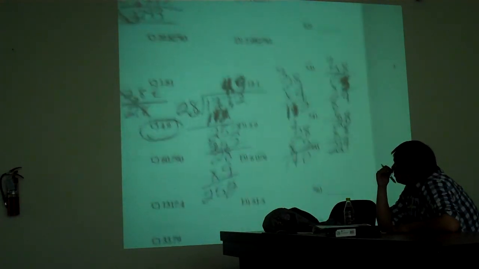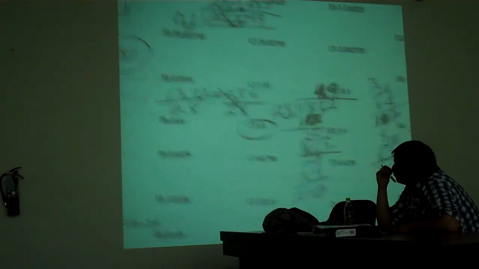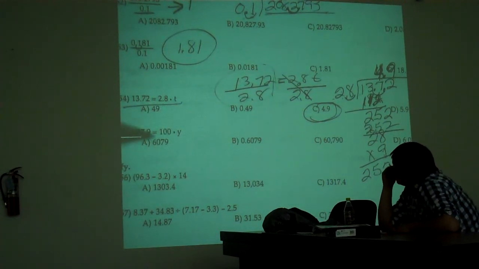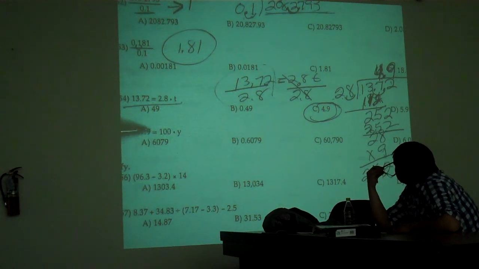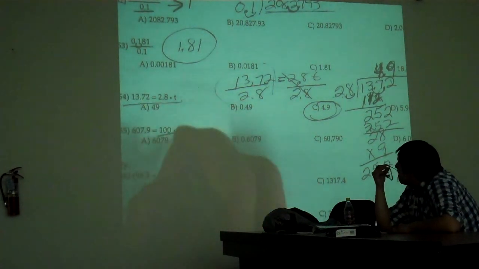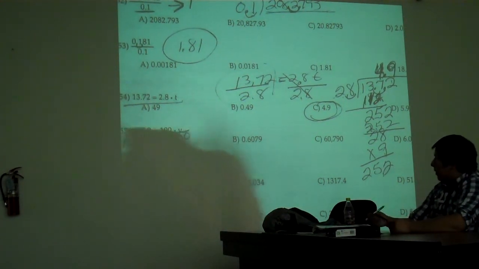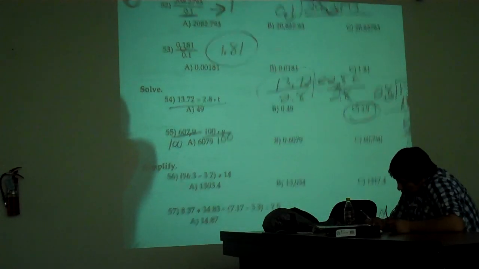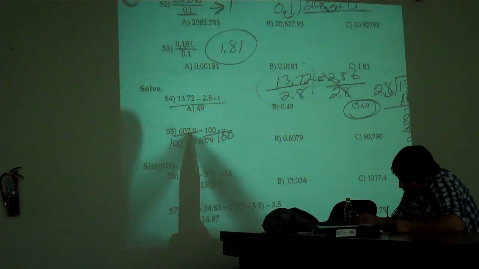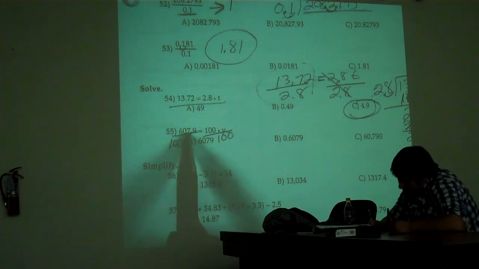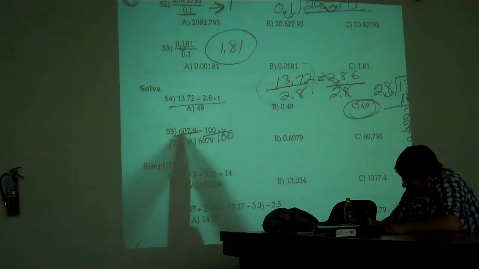Okay. On number 55, we have 100 times y. So what are you going to be doing right there? Dividing by 100. Dividing by 100 moves your decimal. So if you multiply it, it will move to the right. When you divide, it moves to the left. So 2 times to the left is 6.079.